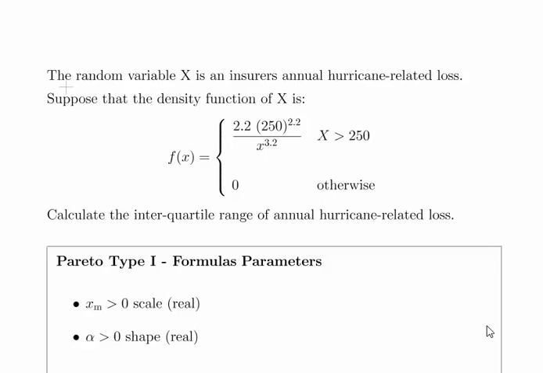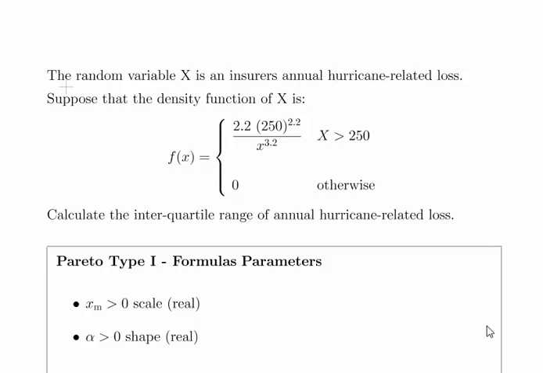In this presentation, we're going to look at the Pareto Type 1 distribution, which is used a lot in actuarial sciences and financial maths and so on. And you can see that come across in this worked example. The random variable x is an insurer's annual hurricane-related loss.